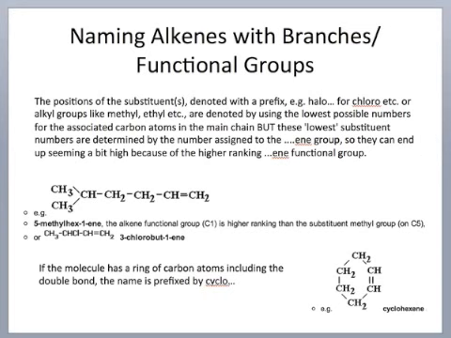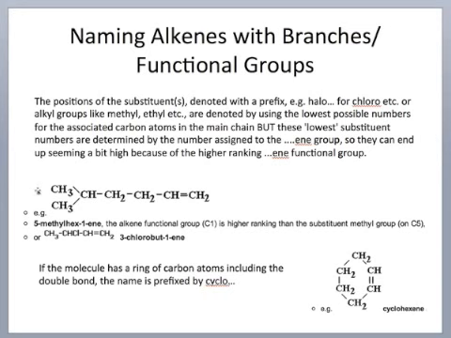Or if you have any alkyl groups like methyl or ethyl, again this would be the name. And again, we would then need to give the substituent the lowest possible number for the associated carbon atom in the main chain, but these lowest substituent numbers are determined by the number assigned to the ene group, which is the double bond. So they can end up seeming a bit high because of the high ranking of the ene functional group. So let's consider this molecule here.